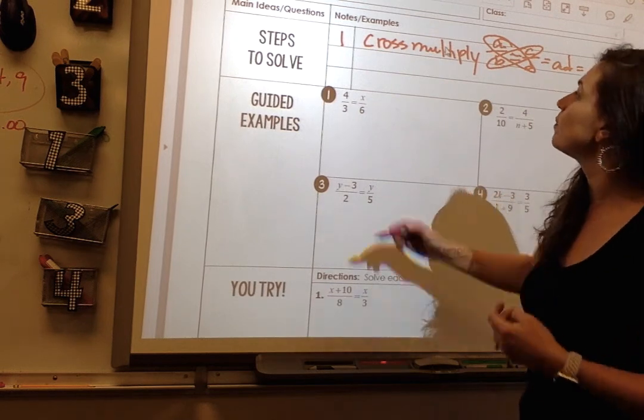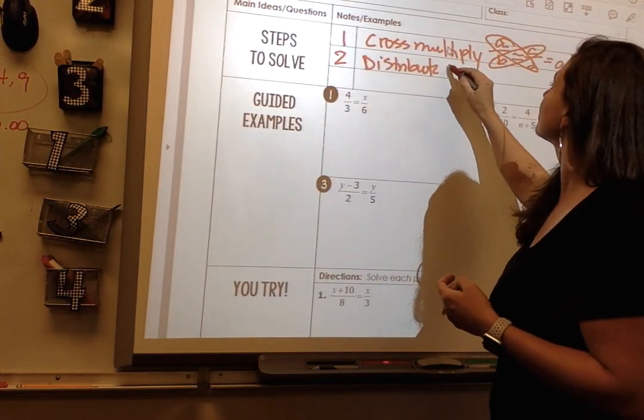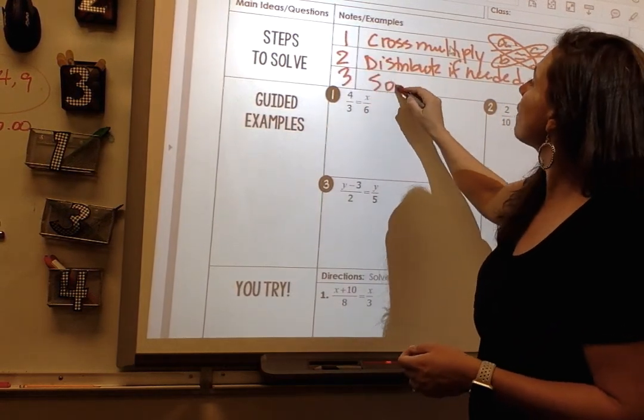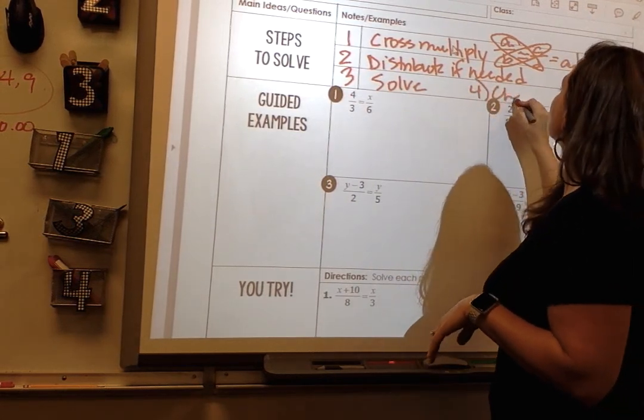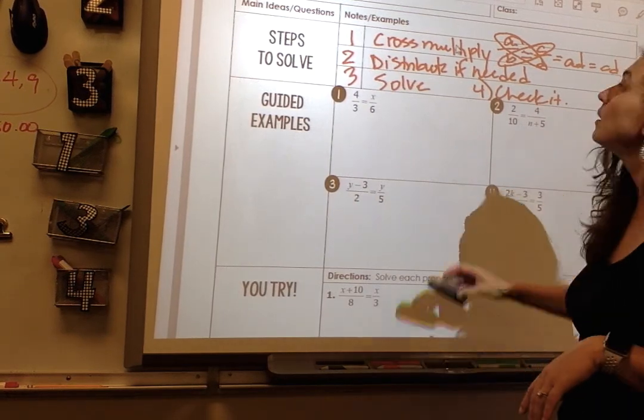Now, after we cross-multiply, we distribute if needed. Then step 3 is we solve it. And what is step 4? Check it. Okay, so write those down for your notes.